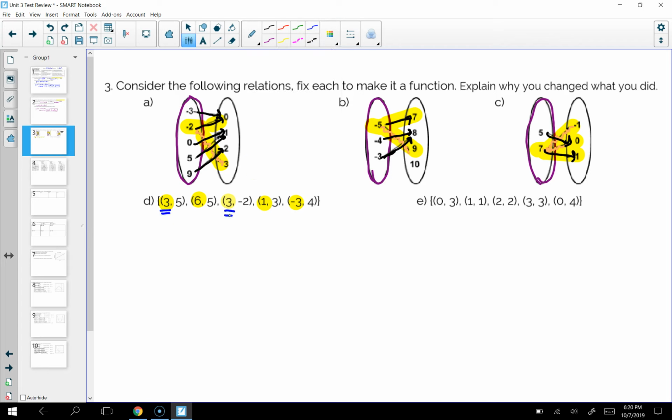So how can we fix it? Well, let's change one of them. Let's change this 3. Let's change it to a 2. Because now we have 3, 6, 2, 1, -3, and now it's all going to work out.